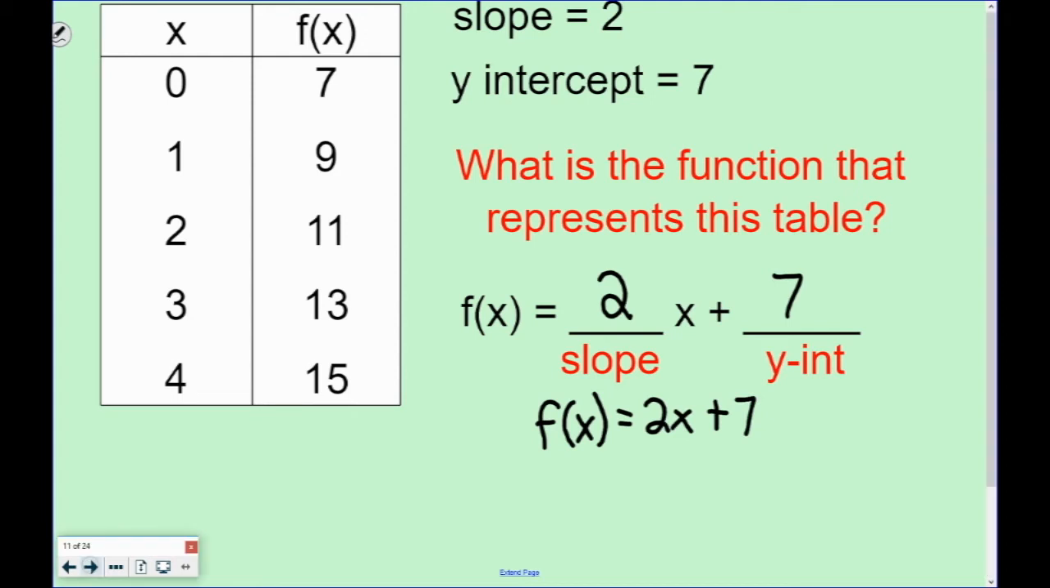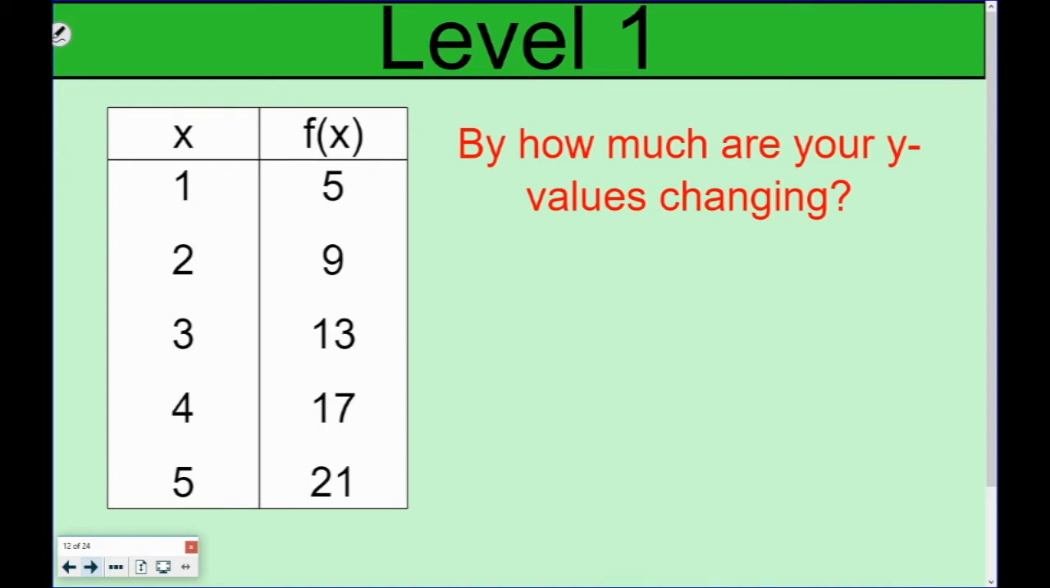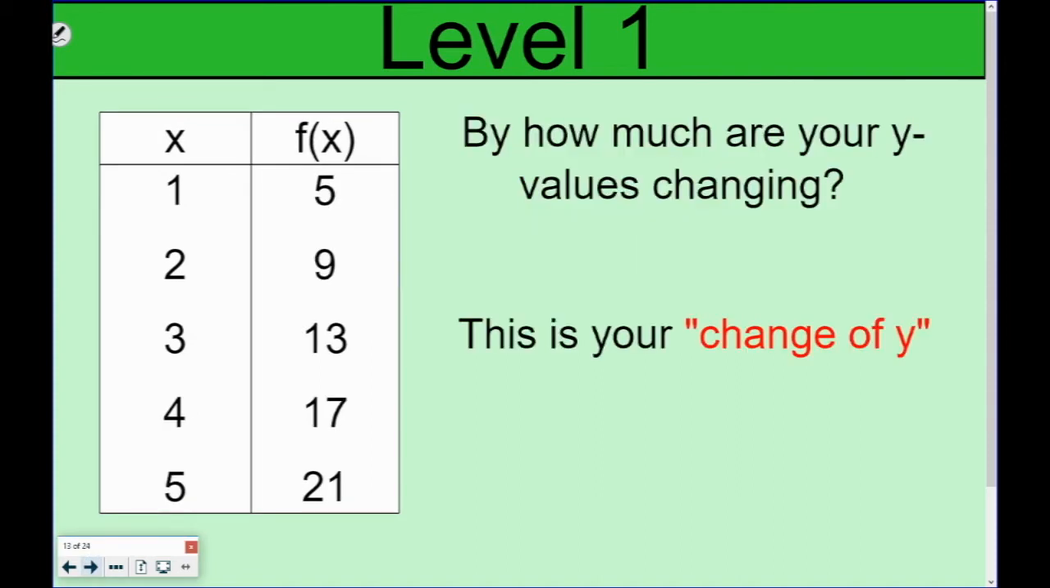Let's try another one. By how much are your y values changing? So we're going to come over here again, and let's say I don't notice what that number is. What would I do? I would take the second number, which is 9, and I would subtract the first number, which is 5. Okay, 9 minus 5 is 4. What is that telling me? That is telling me that I am changing by 4. So my y values are changing by 4, and this is called our change in y.